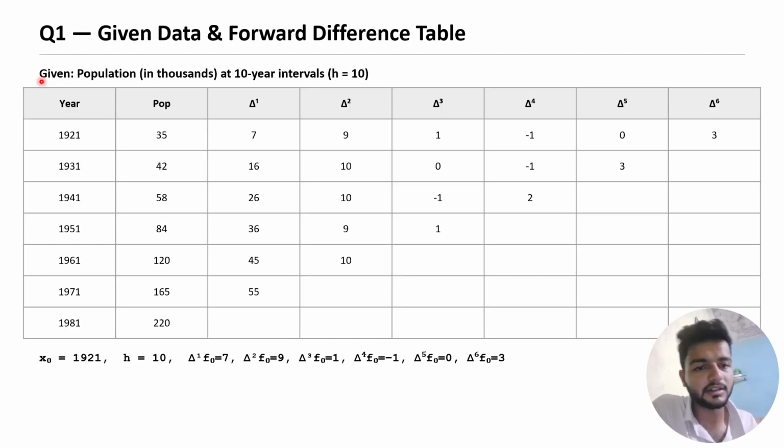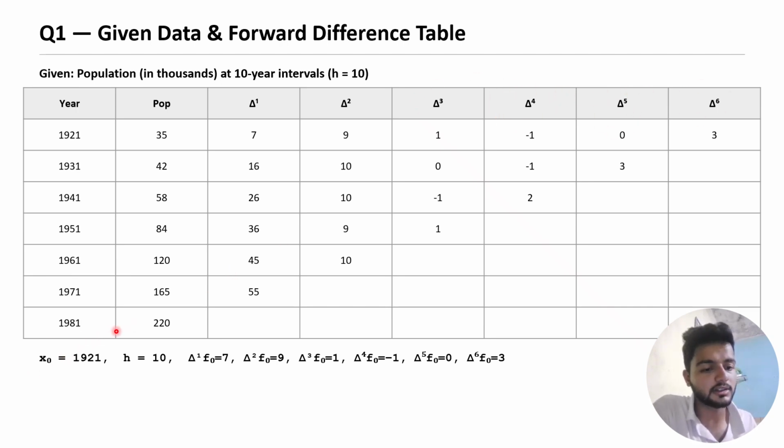So for the given table, x and y are these, and we'll make the forward difference table. Delta 1 we get by subtracting 35 from 42, we get 7. Subtracting 42 from 58, we get 16. Subtracting 58 from 84, we get 26. Subtracting 84 from 120, we get 36, and so on. We'll get delta 1, delta 2, delta 3, delta 4, delta 5, delta 6.